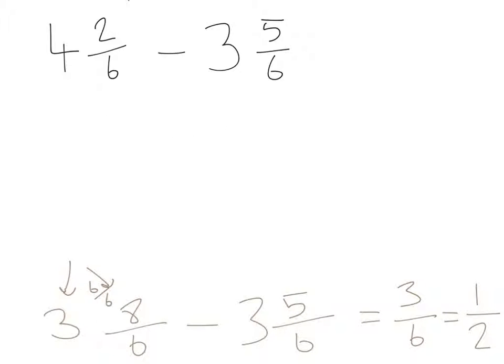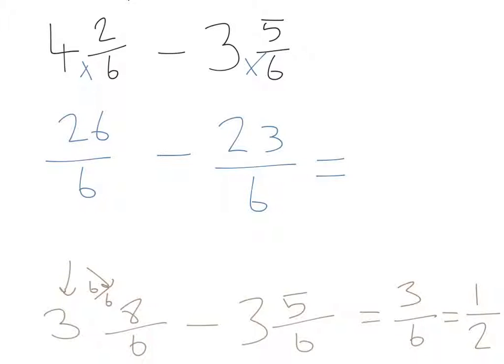I'll very quickly turn the question also into 2 improper fractions. If I multiply the 4 by 6, I'll have 24. If I add the 24/6 to the 2/6, I'll have 26/6, from which I can subtract 3 5/6. 3 times 6 is 18. Add that 18 to the 5/6 gives me 23/6. If I subtract 23/6 from 26/6, I will have 3/6, exactly the same. Half is an equivalent fraction for it.